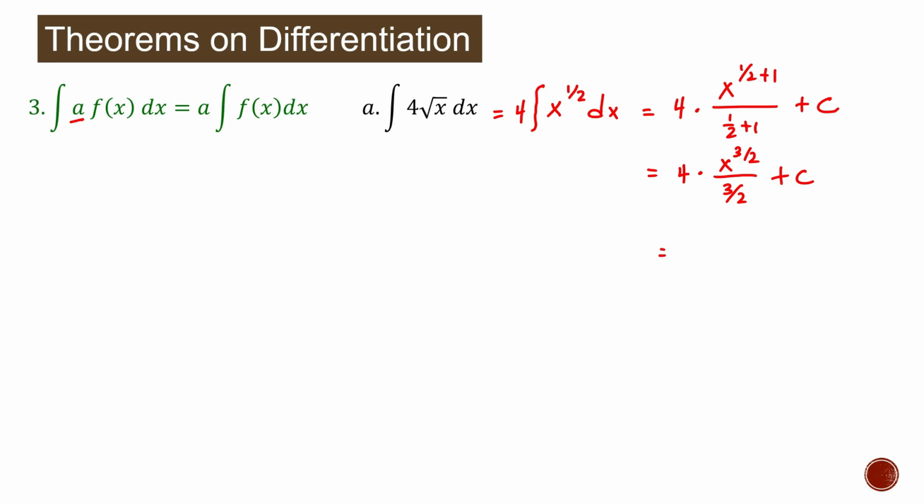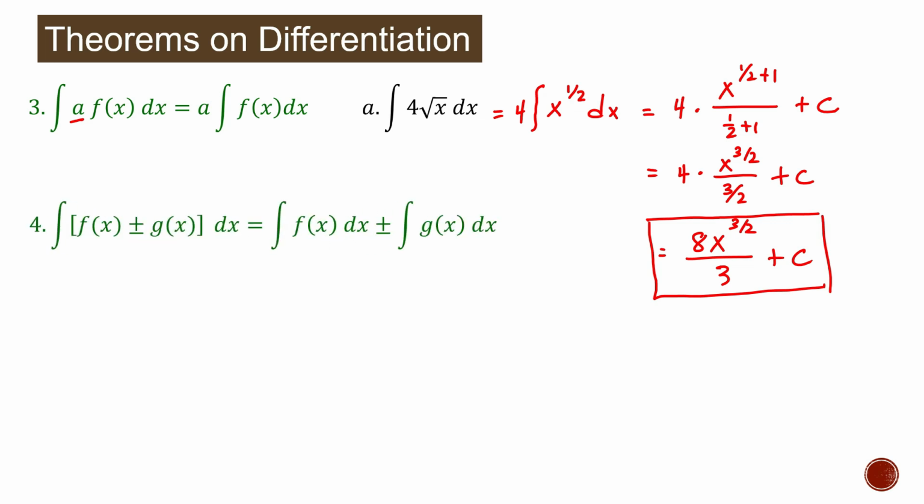And we can still simplify this. This is a complex fraction, so the denominator, which is 3 over 2, we just need to flip or find the reciprocal of that, which is 2/3. So 2/3 times 4x raised to 3 over 2 is equal to 8x raised to 3 over 2 over 3 plus c. There you go.